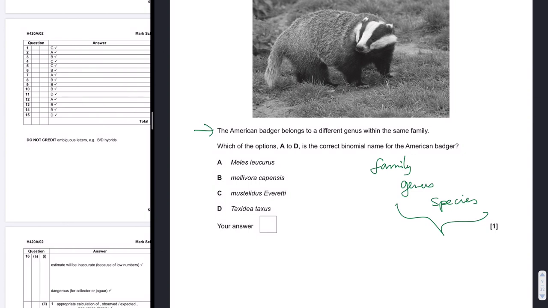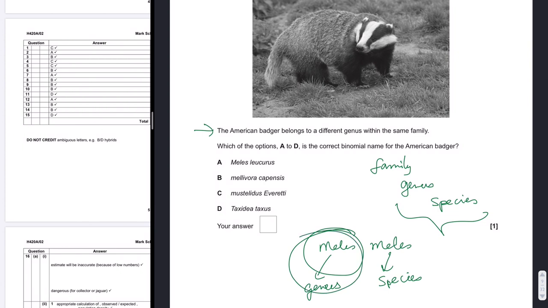Right, so the European badger, Meles meles, is a member of the family. The American badger belongs to a different genus, same family. So its first name is going to be different. Remember, the name goes, that's the genus, and that is the species. So it's got a different genus. Okay, so all we have to do is look for the name in this list that does not begin with Meles, because we know that it's a different genus. Okay, so which of them could it be?